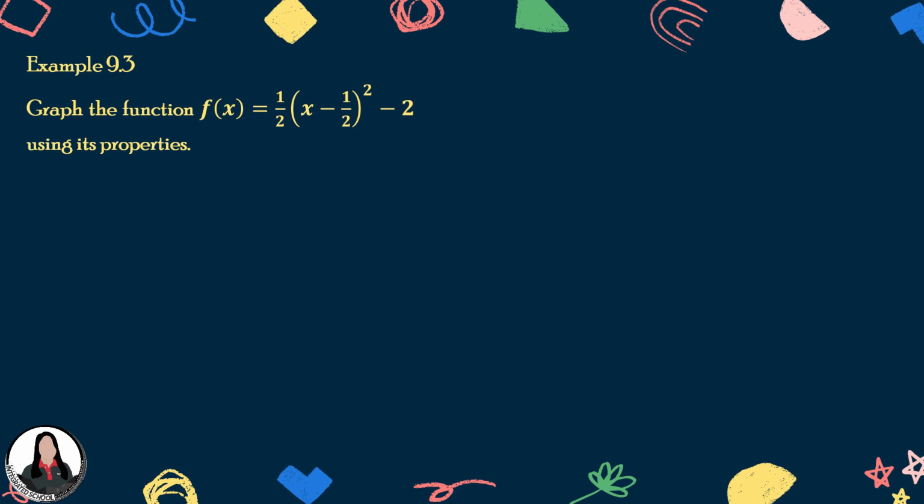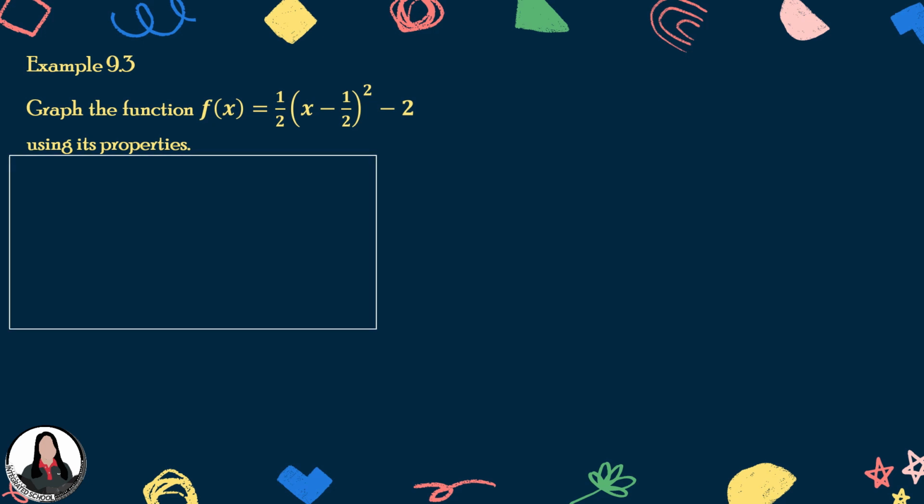Kanina, if the value of a is negative, so the parabola opened downward. So ngayon, since the value of our a obviously is positive, or because that is 1/2, or that is greater than 0, that means the parabola will open upward. So let us start in determining our vertex.